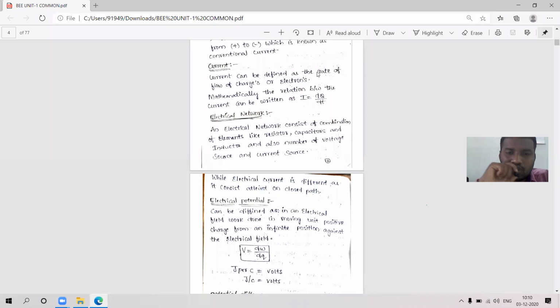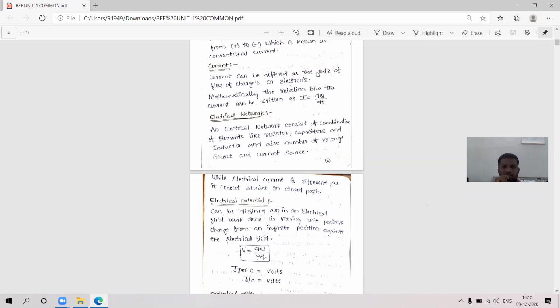Now coming to electrical network. What is meant by network? An electrical network is a connection of many things, a combination of so many things, all related to electrical elements: resistors, capacitors, inductors, and also some sources like voltage source, current source, etc. A combination consisting of so many elements together, we call it an electrical network.